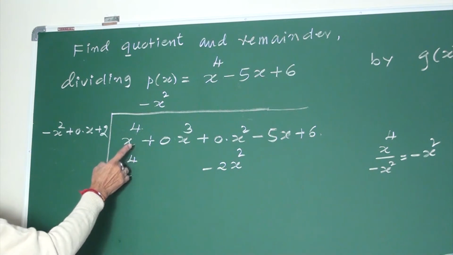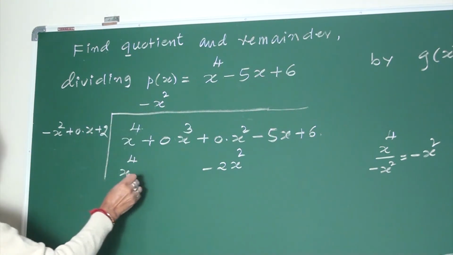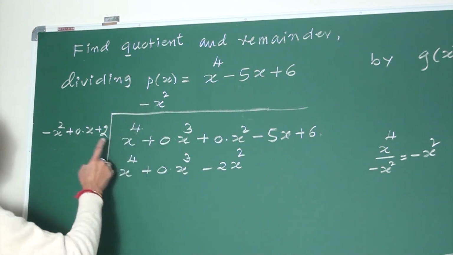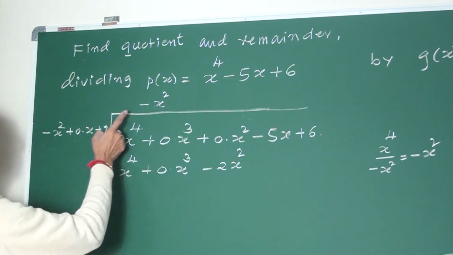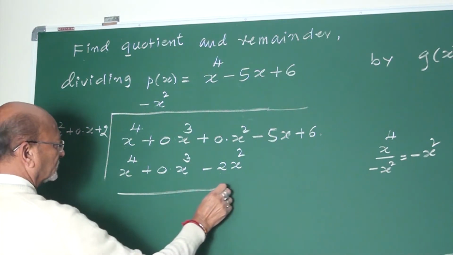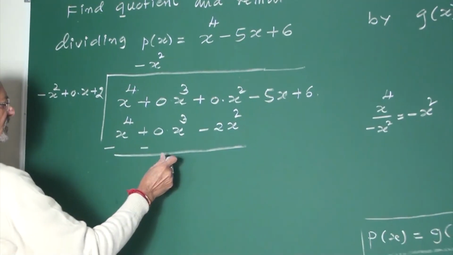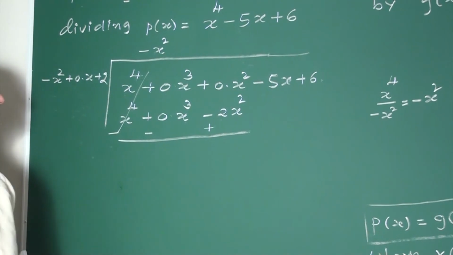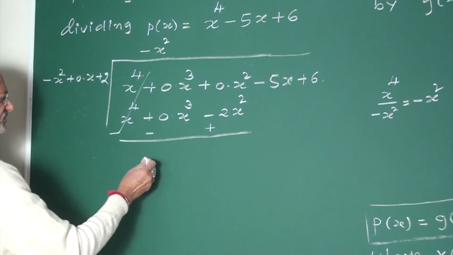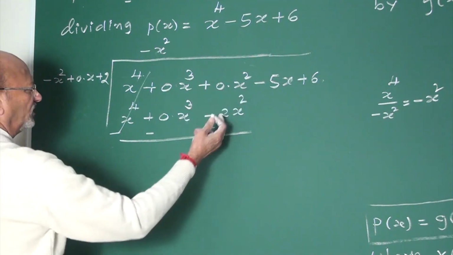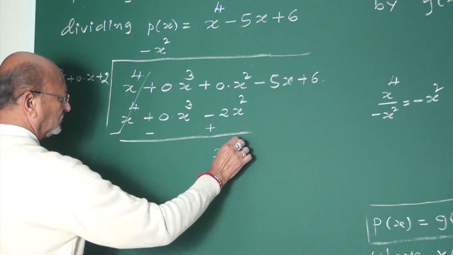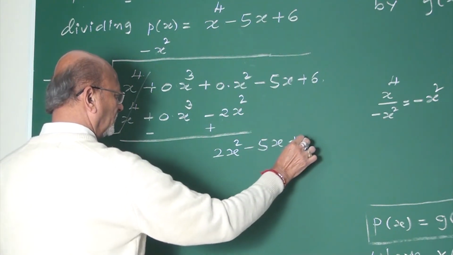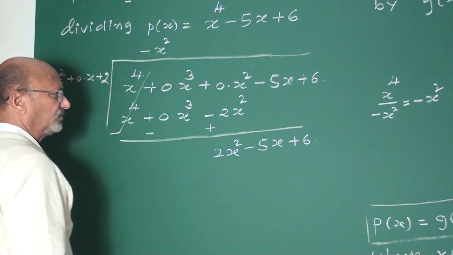Minus with minus x to the power 4. Minus x squared into 0x is plus 0x cubed. 0 into this is 0. X into x squared is x cubed. Plus 2 with minus x squared is minus 2x squared. Yes, my friend, change the sign. It is plus. My friend, this cancels. What is the addition? Same, 0 only. This is 0 into x cubed, don't write it. It is plus 2x squared. Plus 2x squared minus 5x plus 6.